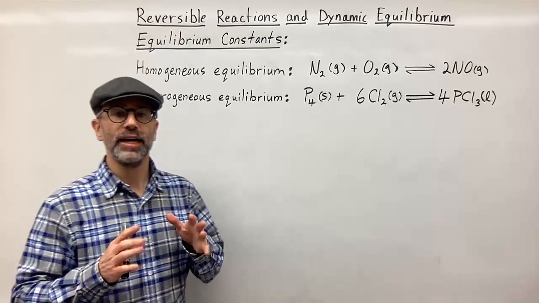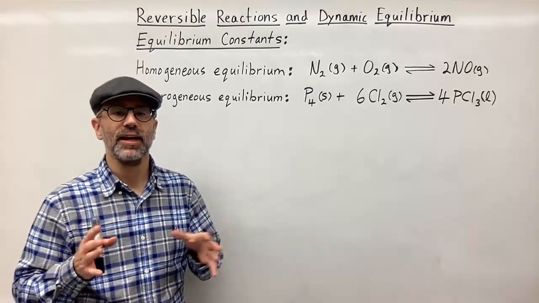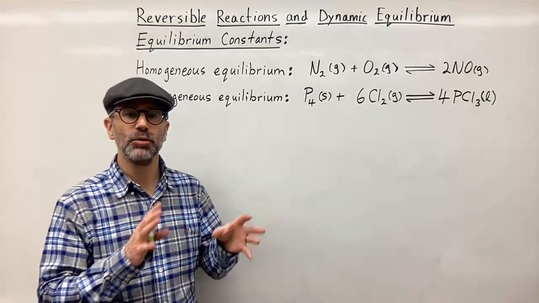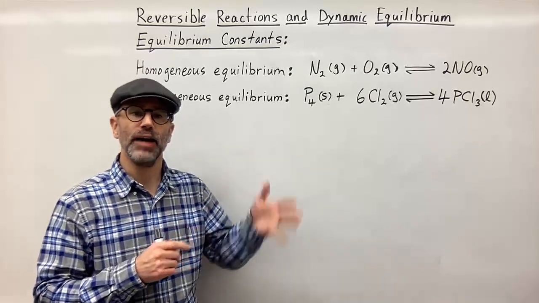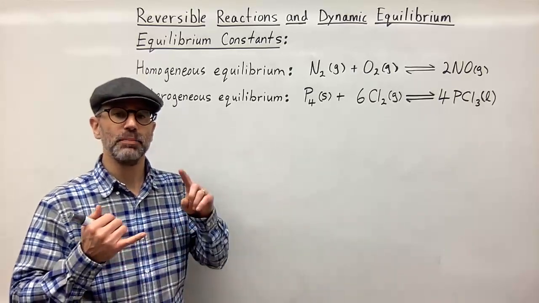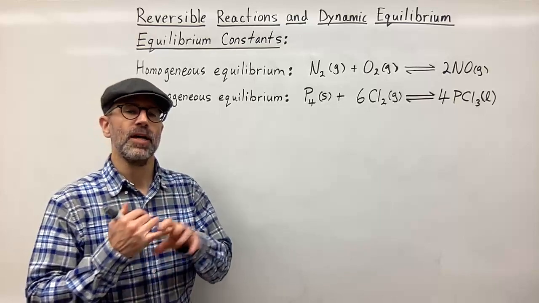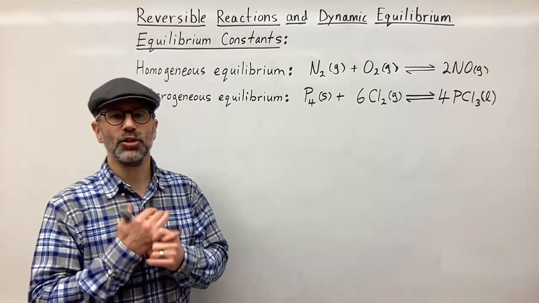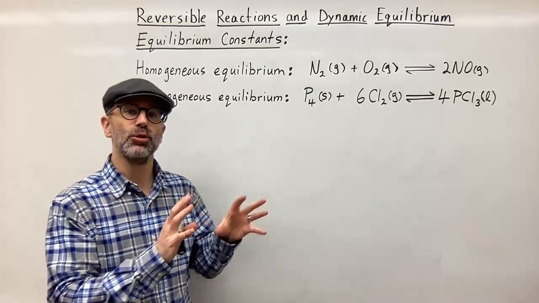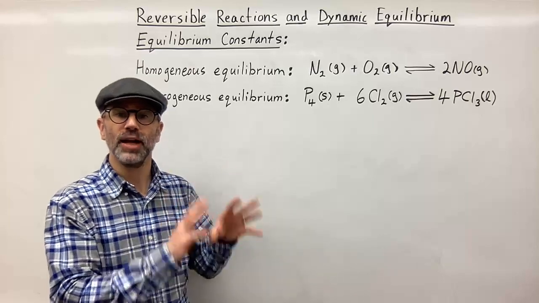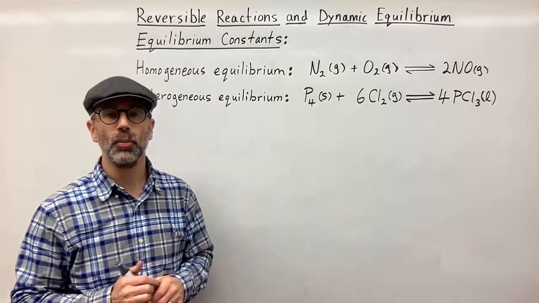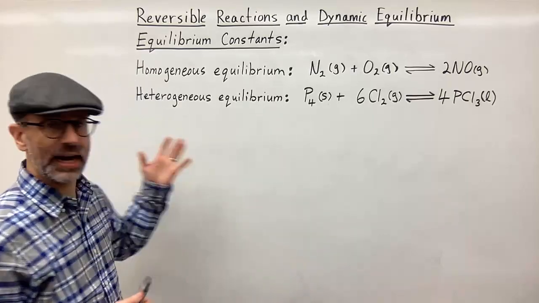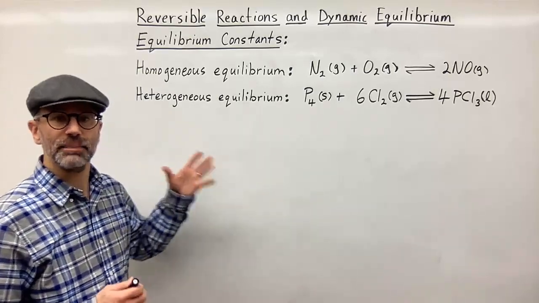However, if they're not all in the same state, then some of them will not be able to be included in that expression. And that's in particular solids and liquids. So if you have something that's a solid or a liquid, that's not going to be included in the equilibrium constant expression that I showed a moment ago. So here's a couple of examples that I want to show to make it clear.